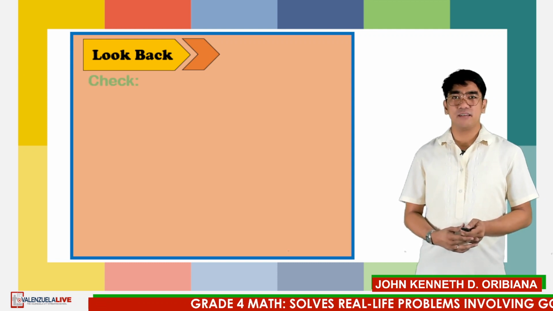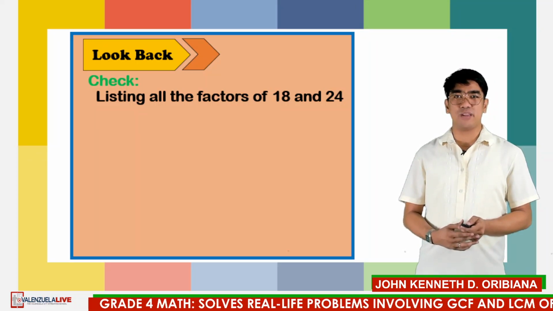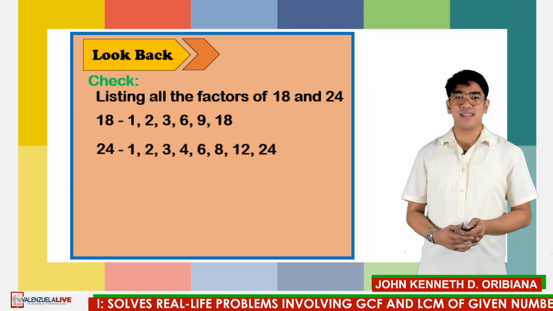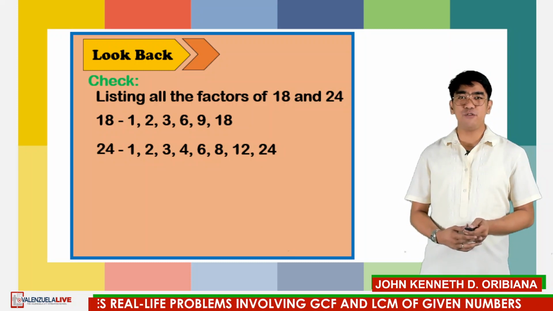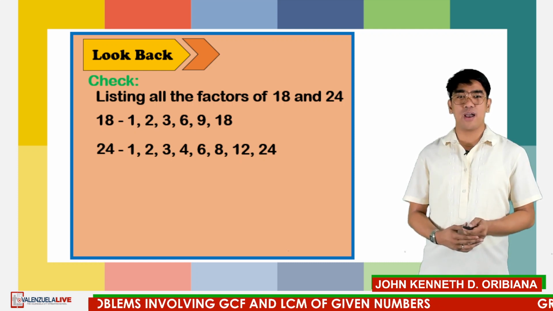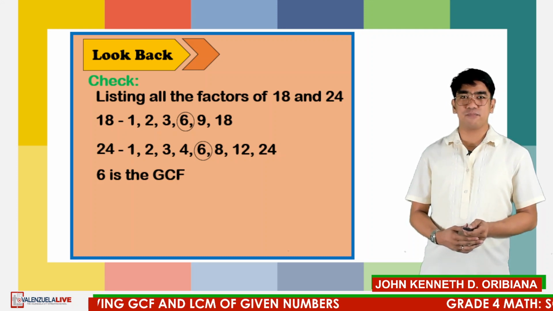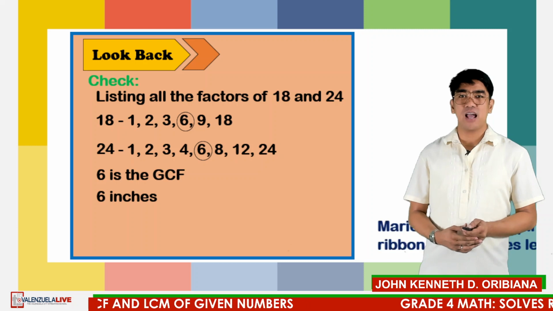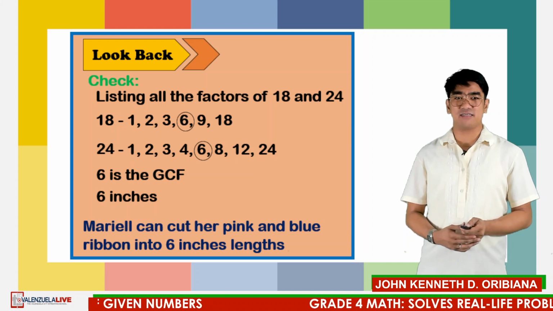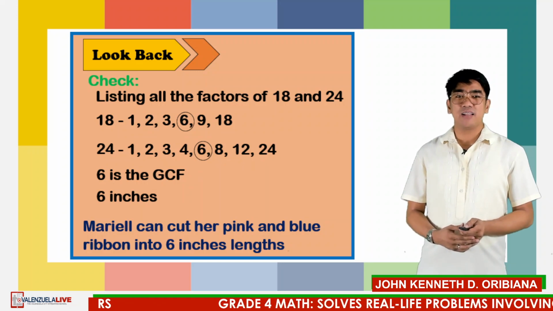To check, list all the factors of 18 and 24. For 18, we have 1, 2, 3, 6, 9, and 18. While in 24, we have 1, 2, 3, 4, 6, 8, 12, and 24. As you can see, 6 is the GCF, or 6 inches. Therefore, Marielle can cut her pink and blue ribbon into 6 inches length. Did you get the same answer? Very good, students.